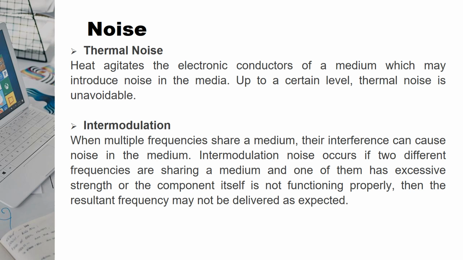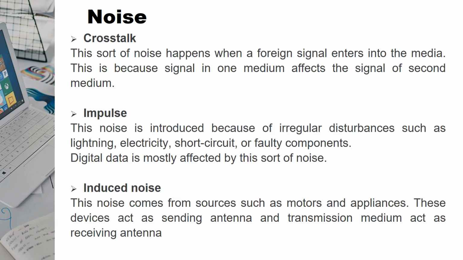Then we can talk of intermodulation noise. This occurs when multiple signals mix together, creating interference, right? It occurs if two different frequencies are sharing a medium and one of them has excessive strength or the component itself is not functioning properly, then the resultant frequency may not be delivered as expected. I can give an example from when two radio stations operate closer together. These signals can interfere, leading to poor reception. This is what we call intermodulation.